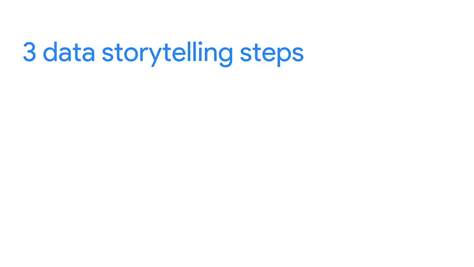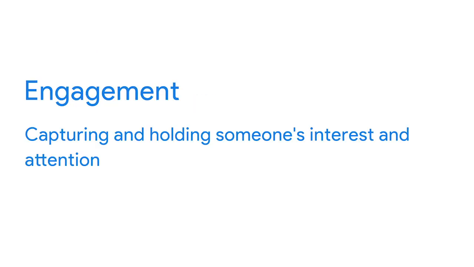You'll discover that there are 3 data storytelling steps, and the first is knowing how to engage your audience. Engagement is capturing and holding someone's interest and attention. When your audience is engaged, you're much more likely to connect with them and convince them to see the same story you see. Every data story should start with audience engagement. All successful storytellers consider who's listening first.